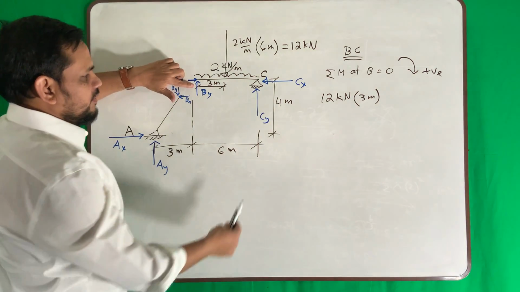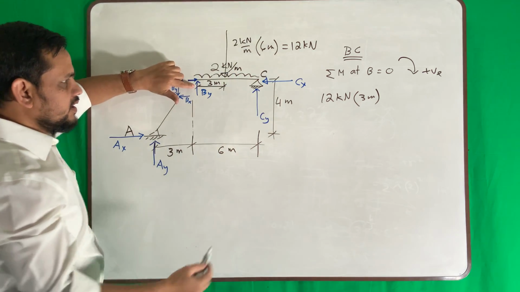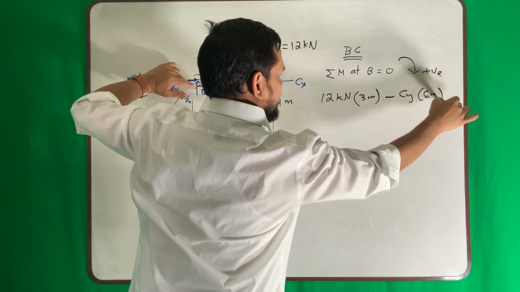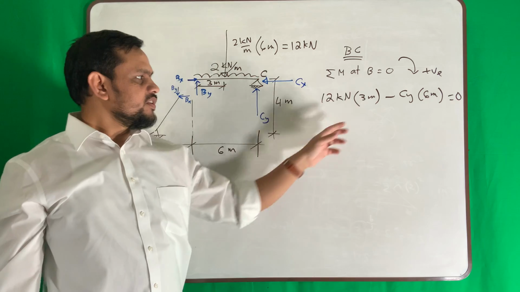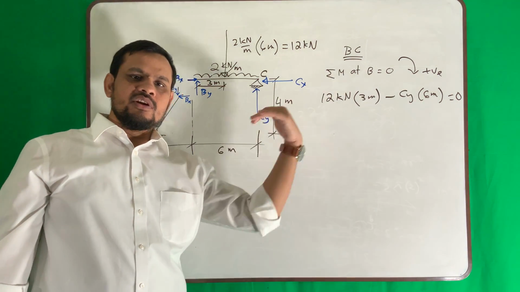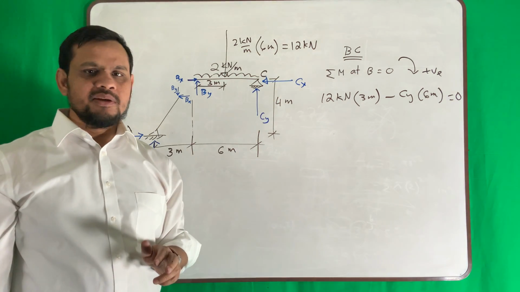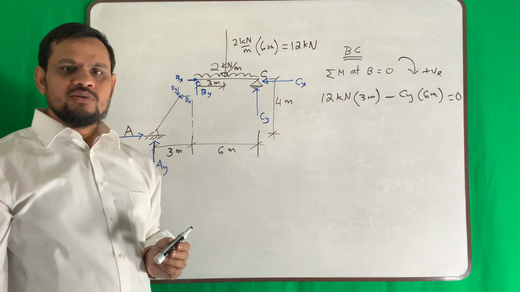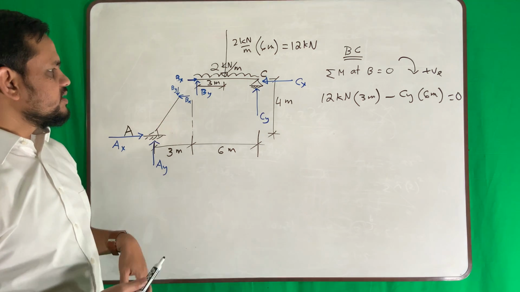My next moment will be produced by this load, Cy, that way, counterclockwise. So that will be negative Cy. What is the distance? 6 meter that way. So it is 6. Why negative? Because this moment is counterclockwise. Cx will not give me any moment because it is going through this point B. It will not twist it, it will just hit it. No moment by Bx.